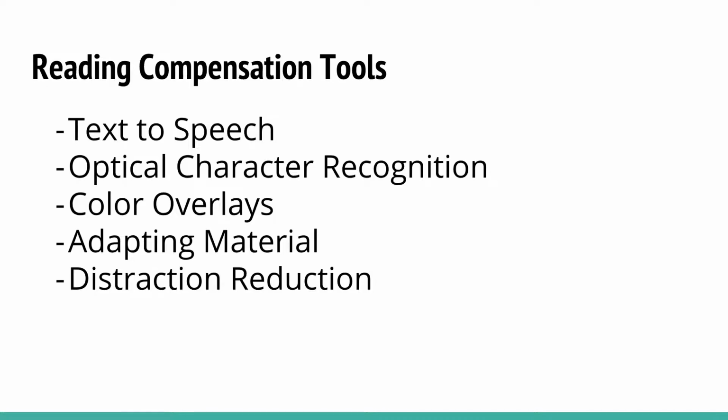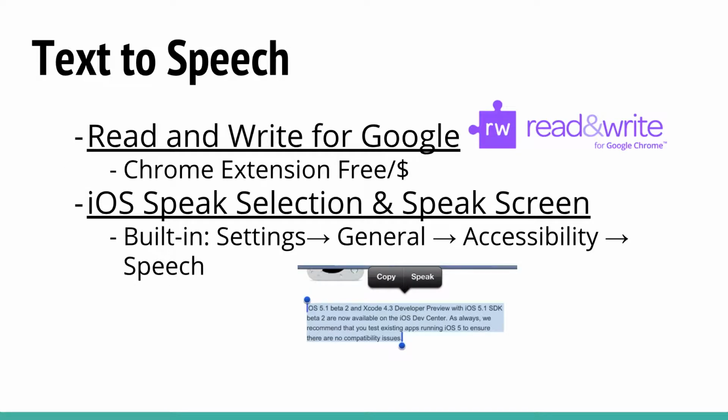We've already really talked about adapting material, but the other one is distraction reduction. If you have some students who visually can spark seizures from some fast-moving images, like on the CNN website and all of those ads that pop up constantly, for some students that could spark a seizure. So how can we then eliminate those distractions? So we've talked about Read and Write for Google.